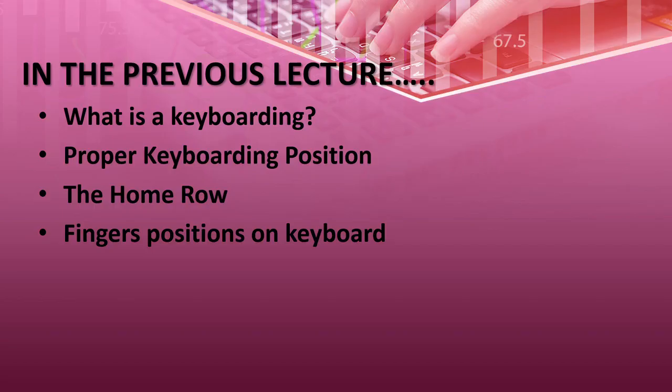Now see, in the previous lecture, what did we study? First of all, we studied the first topic, what keyboarding is, the definition and explanation of keyboarding. The second was the proper keyboarding position, then the home row. And the fourth one, the finger positions on the keyboard. Those are the four topics we learned in the previous lecture, right?